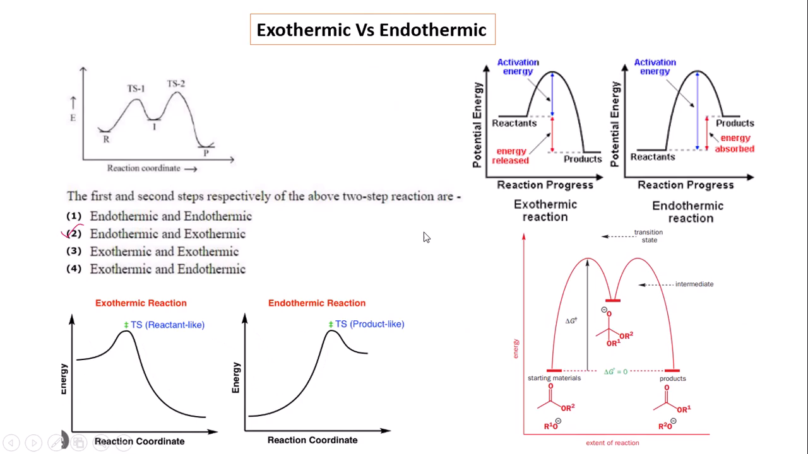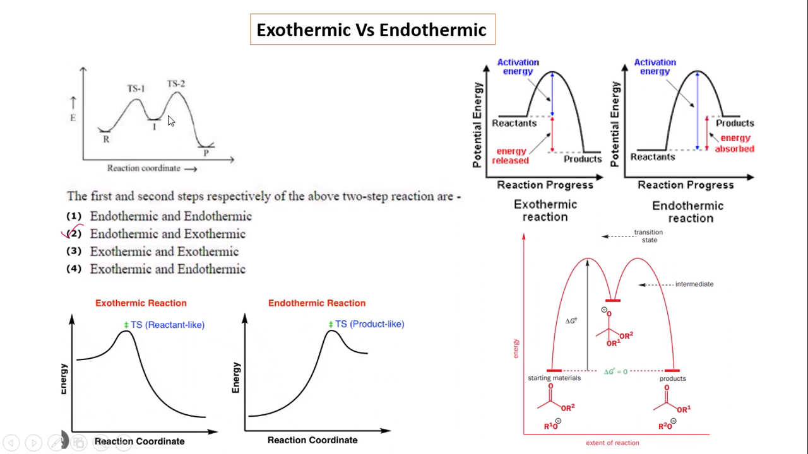Next we will go to the exothermic versus endothermic problem. We know that in an exothermic reaction, the product is more stable than the reactant, but in an endothermic reaction, the product is less stable than the reactant. This is the pictorial diagram for exothermic and endothermic reactions.